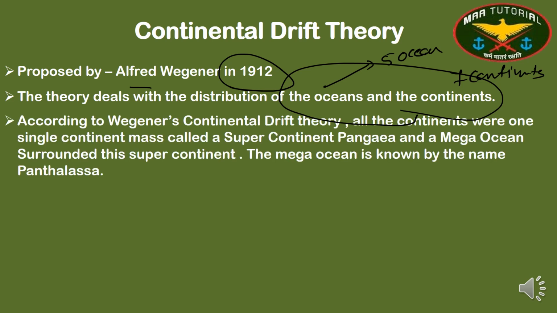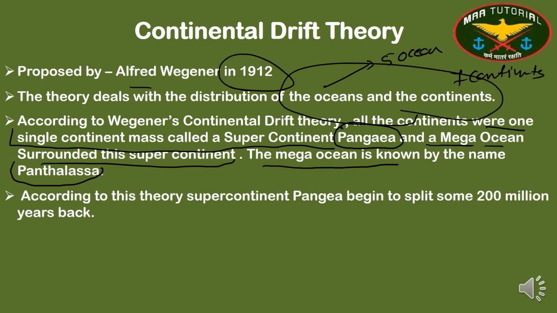According to Wegener's continental drift theory, all the continents were one single continental mass called a supercontinent, that is Pangea. A mega ocean surrounded this supercontinent, known by the name Panthalassa, as we saw in the previous image.